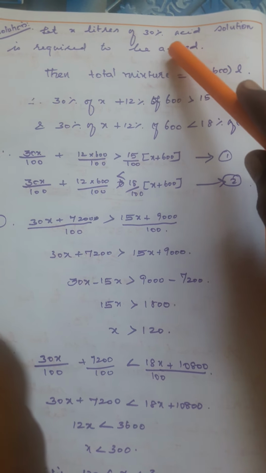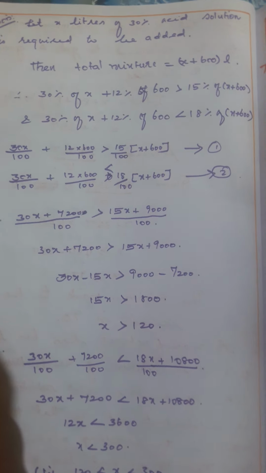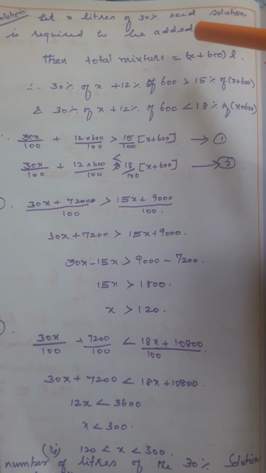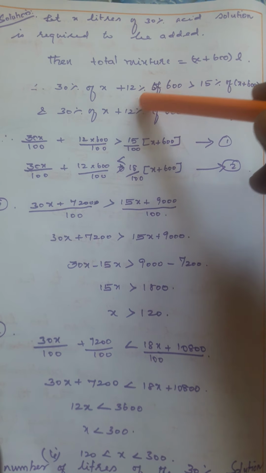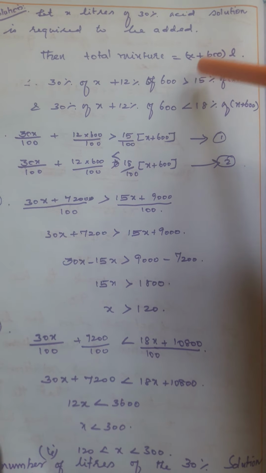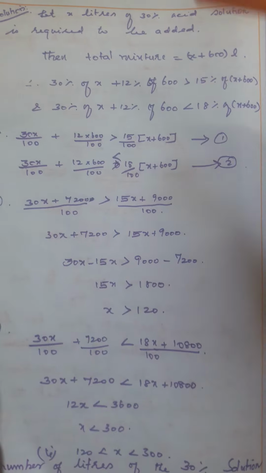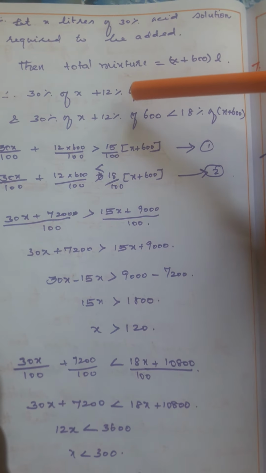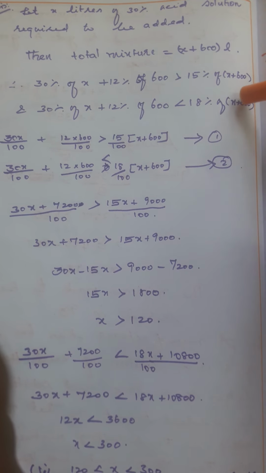Let x liters of 30% acid solution be required to be added. So I am adding some x liters. So the total mixture will be x plus 600. So 30% of x plus 12% of 600 should be more than 15% of x plus 600, the 15% acid solution. Or the second case, 30% of x plus 12% of 600 is less than 18% of x plus 600.